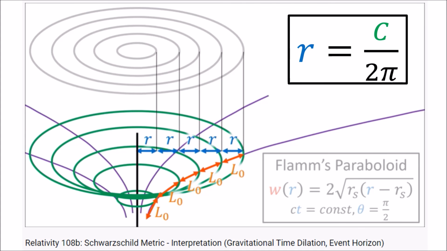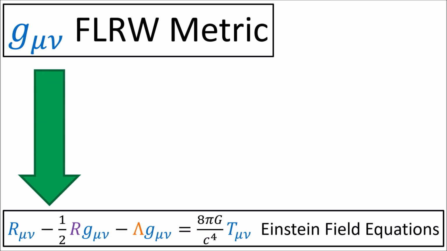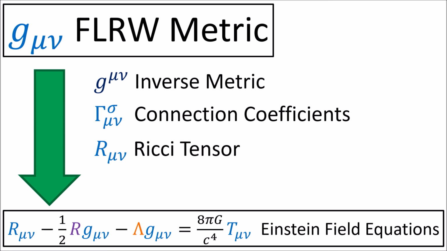We actually saw something similar for the Schwarzschild coordinates in video 108b, where the r coordinate is equal to a circle's circumference divided by 2 pi. So the Schwarzschild r coordinate is also a reduced circumference coordinate, not a true radius. So that's it for this video. In the next video, we'll compute the various tensors in the Einstein field equations that come from the FLRW metric. And this will help us solve for the motion of free particles in an expanding universe.